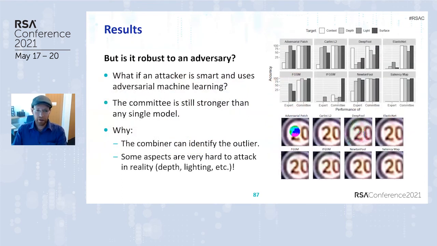Okay, so we know that the model is robust to the environment, but is it robust to the adversary? In other words, what if the attacker uses adversarial machine learning to fool our defense model? We attacked our model with 8 different adversarial machine learning attacks. Through these experiments, we found that the committee as a whole is much stronger than any single expert. This is because the combiner model can identify an outlier when only one of these aspects has been altered. This makes it significantly more challenging for an attacker because some aspects cannot easily be altered, like depth and lighting aspects.